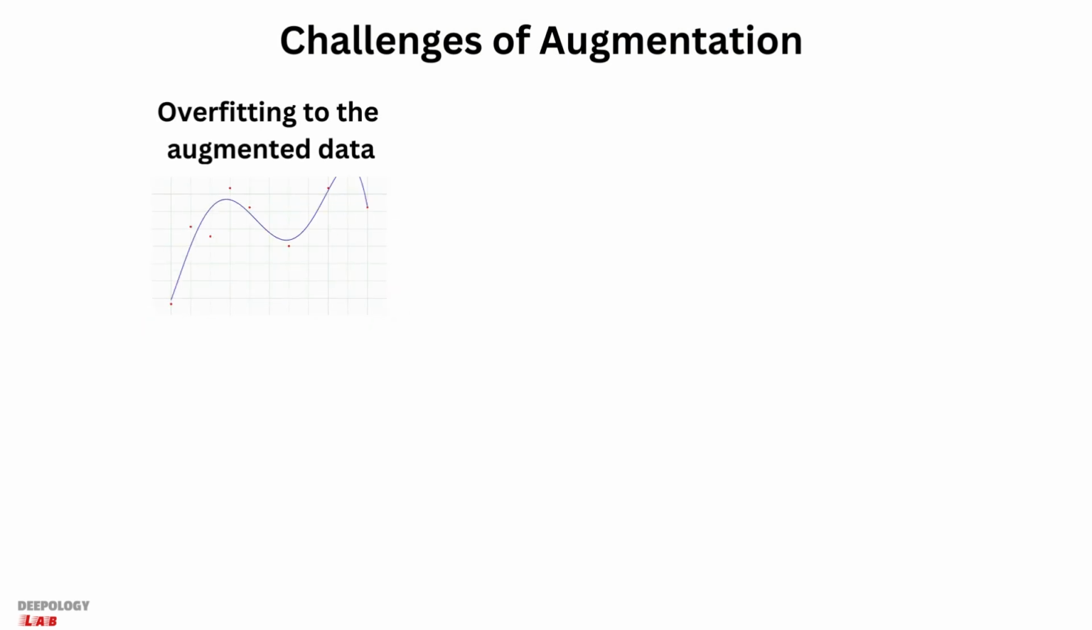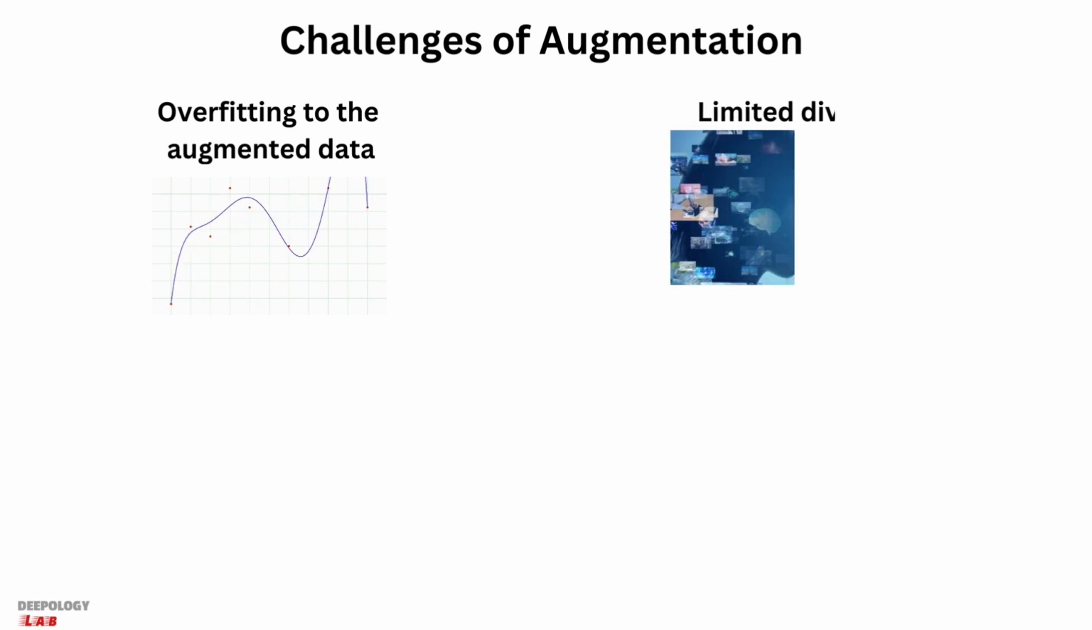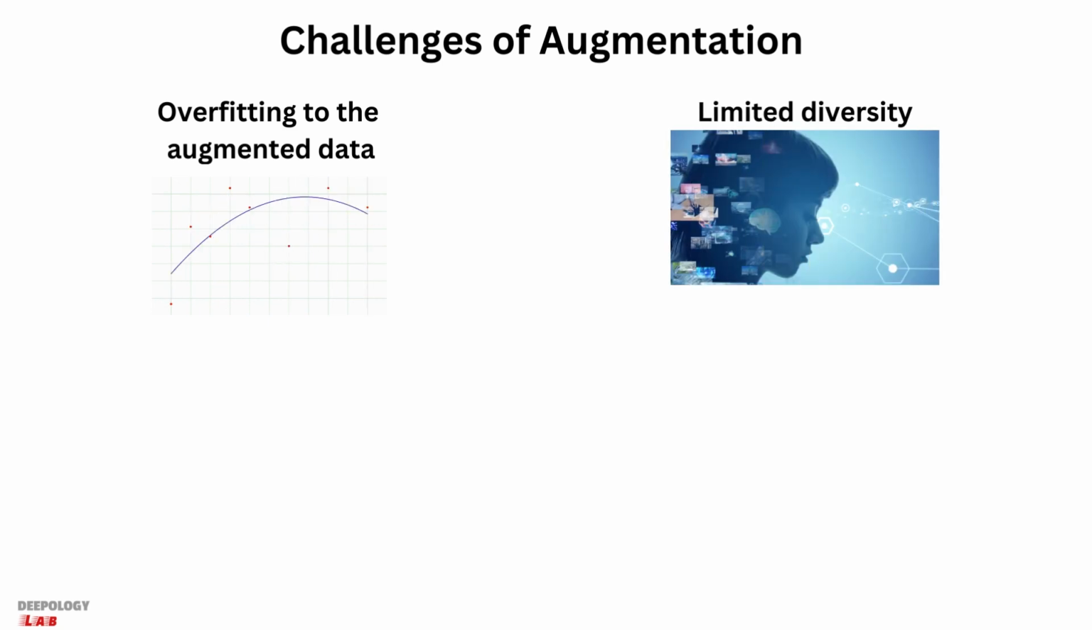If the augmented data is too similar to the original data, the machine learning model may overfit to the augmented data, leading to poor generalization on new unseen data. Some standard data augmentation techniques such as flipping or rotating images may not provide enough diversity in the dataset, which can limit the effectiveness of the technique.